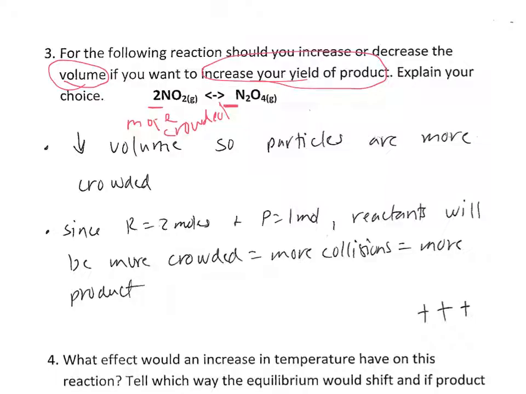So if this is more crowded and it's going to be more changed, I want to see more collisions on that reactant side. The way to do that is to crowd it more, which means decrease the volume, so the particles are more crowded. They're more crowded on both sides, but especially on that reactant side where they started out more crowded. So there's going to be more collisions, or a greater increase in collisions, on the reactant side, and that will end up forming more product.